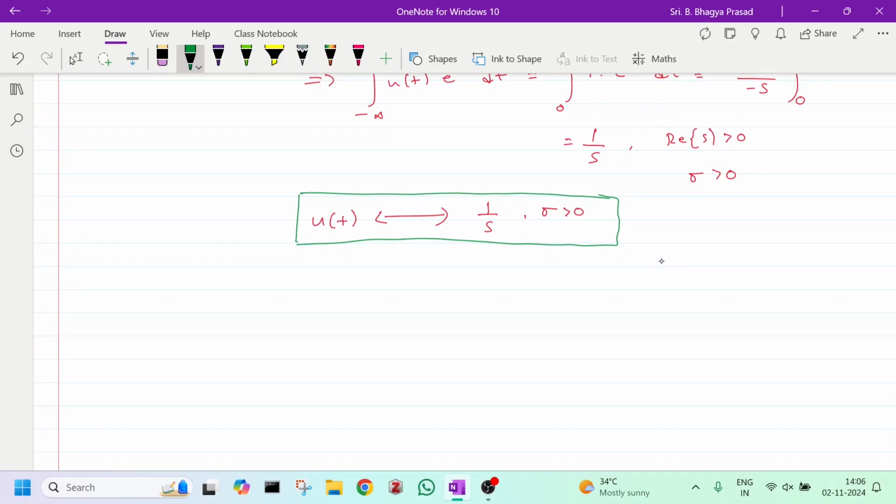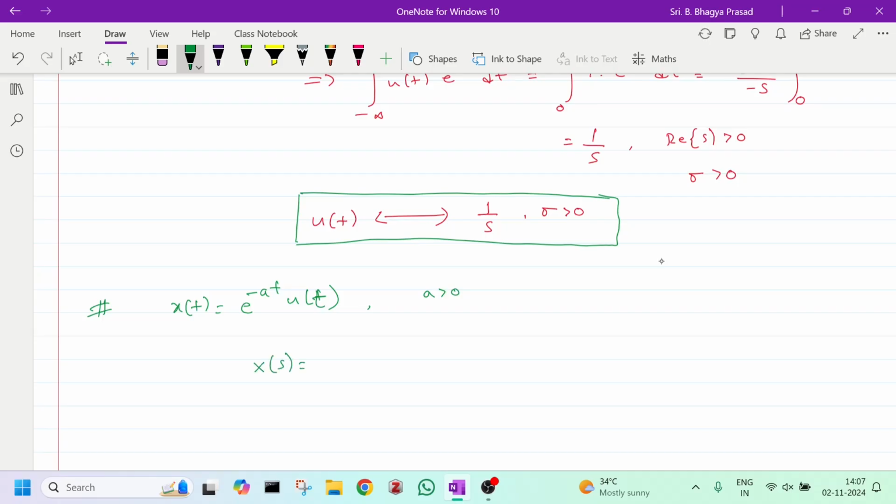So with this basic property standard pairs, let us solve some other things. That is, let us take a right-sided signal x of t equals e power minus at u of t, where a is a positive value.